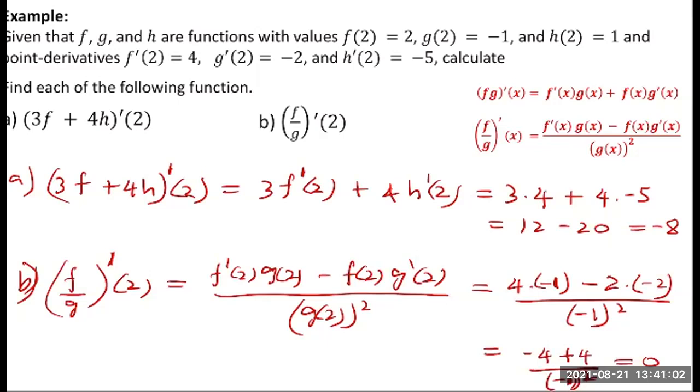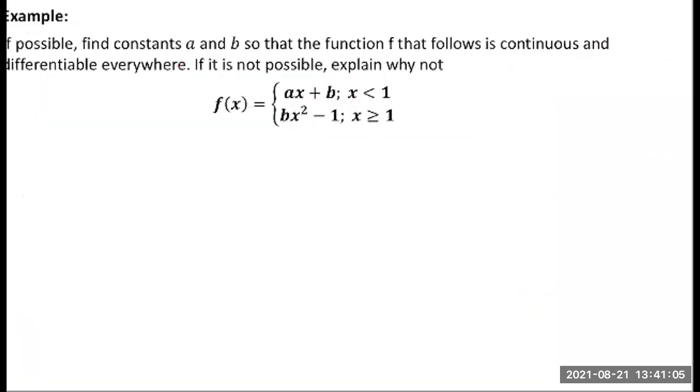All right, that's a different type of example. Let's move on. This is the last example that I want to discuss. This is also a very important type of problem, a very interesting example. If possible, find constants a and b so that the function f that follows is continuous and differentiable everywhere. If it is not possible, explain why not. Okay, let's work on this one. What do you want here? We want this function to be continuous and differentiable everywhere.